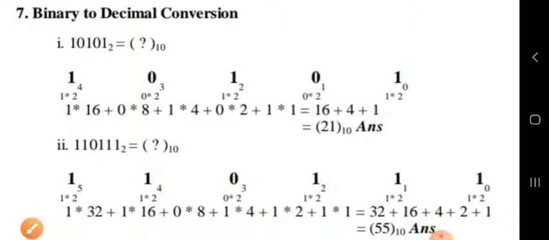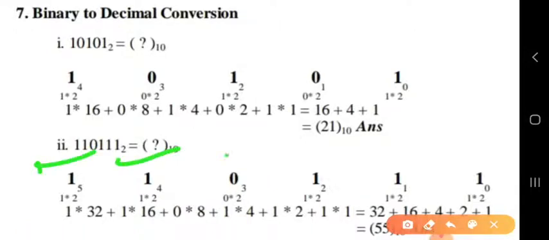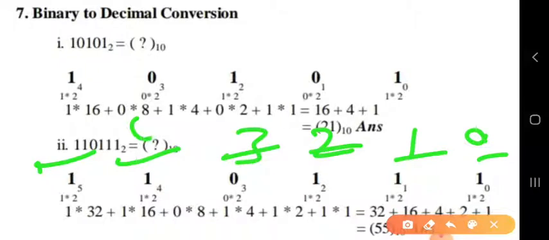Next, the same concept with another example. Here my number is 110111. I have written it in the same manner as in the previous one: 1 1 0 1 1 1. This digit is 0th, this first, this second, this third, this fourth, and this one is fifth. These are my locations.